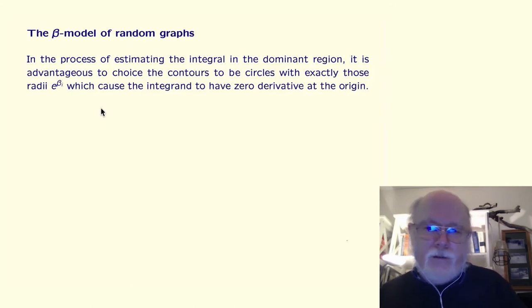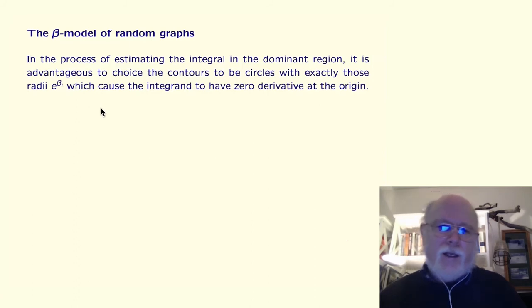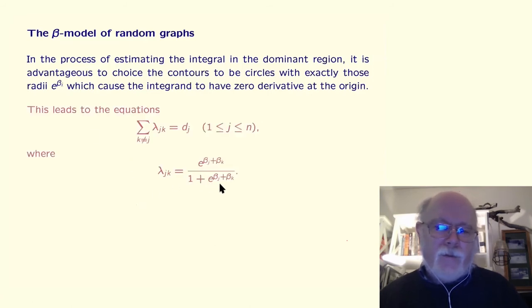What we want, after we transform to the theta variables, is that the integrand is like a normal distribution plus some extra stuff. That means we want to have zero derivatives at the origin. We want the normal distribution to be centered at the origin and not shifted away from it. And when you work out what that means, you get that these equations have to be satisfied.